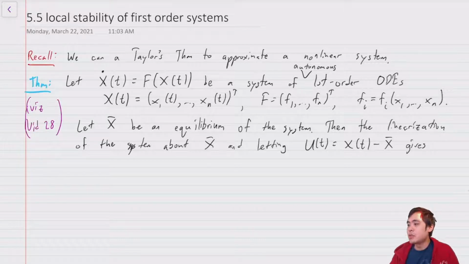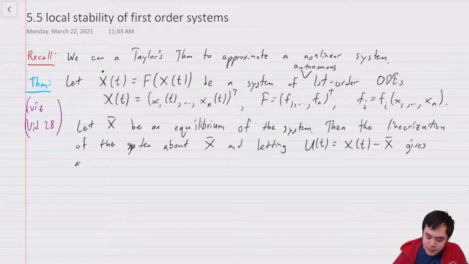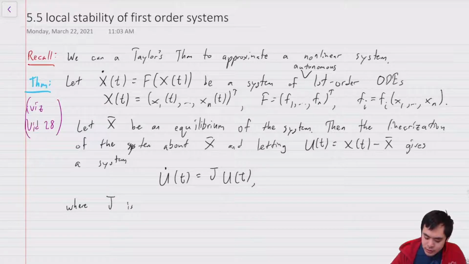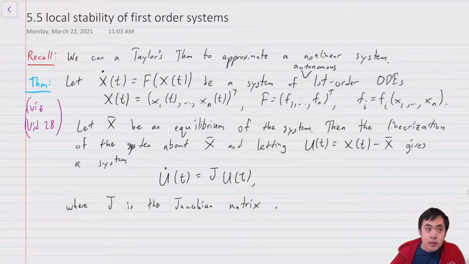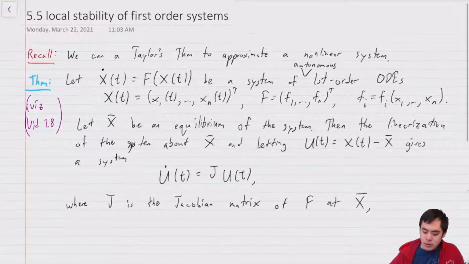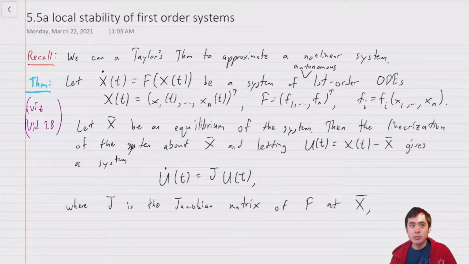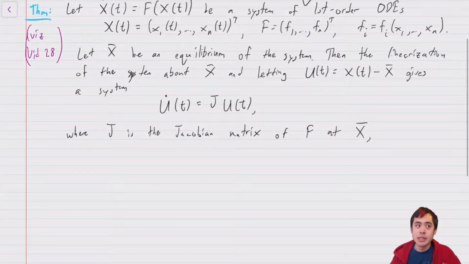Recall that the origin is, of course, an equilibrium of any linear, autonomous, homogeneous system. This gives a system u dot of t is equal to J times u of t, where J is the Jacobian matrix of f at our equilibrium. Actually, let me make this 5.5a, since this is going to be the theoretical lecture, and then we're going to go back and give some more examples.